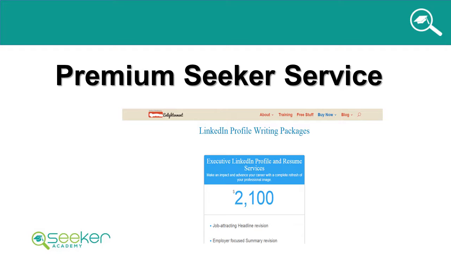I mean, look at this example. This is over $2,000 just for the LinkedIn profile and some resume services. But let's keep it real. I want you guys to know that this is possible. That's why I've just proven to you that some companies are going to be charging over $2,000 just for the LinkedIn profile and a few other items.